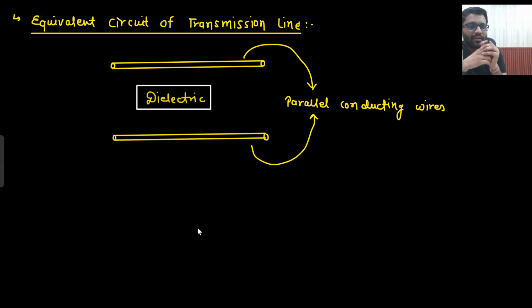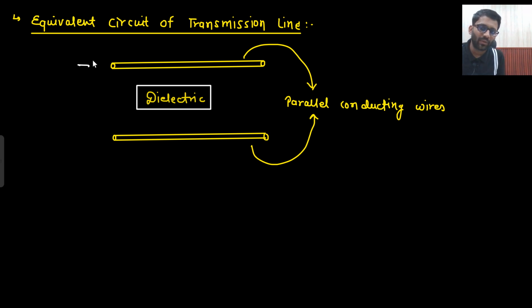Can you draw it on your own? Certainly you can draw it on your own, because this is your transmission line. Two conducting wires separated by a dielectric, that is known as your transmission line. There could be different kinds of transmission line that we will see in the end of the chapter. But this is highly used, that is known as two wire transmission line. Two conducting wires are there, in between there is dielectric, and these two wires are parallel to each other.